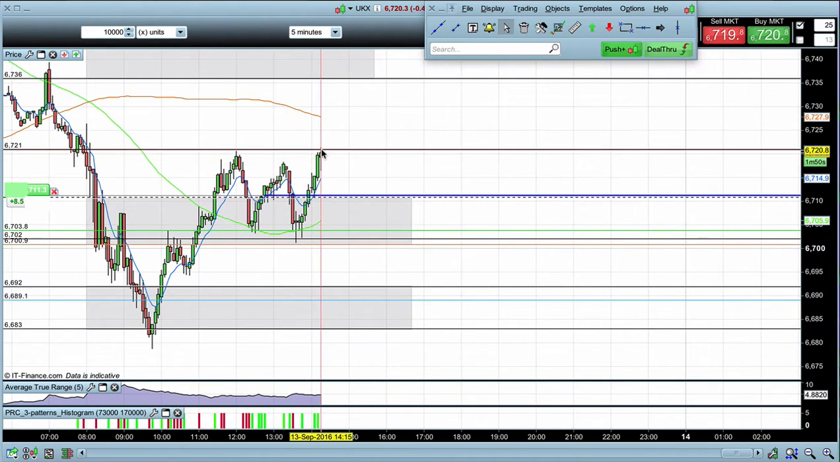Okay, so the market has reached the 6,721 area. For me, that means close partial profits. 75% of profits have been taken.